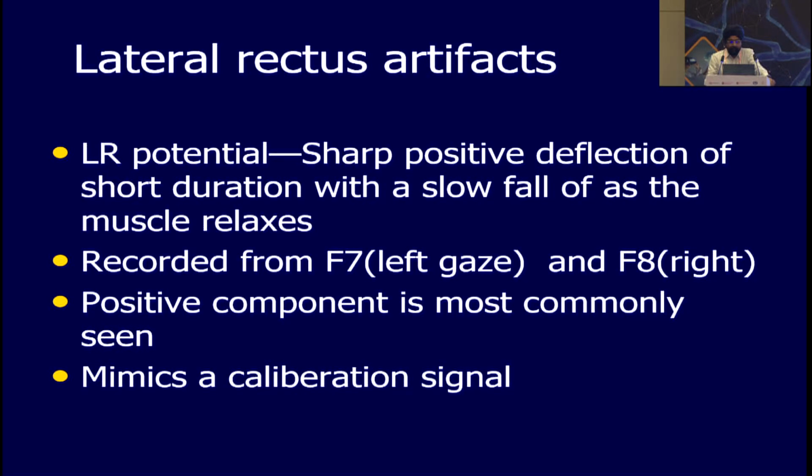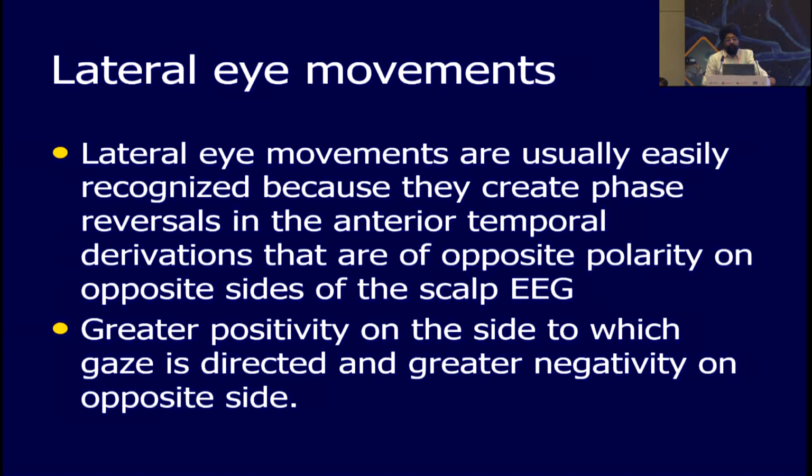Now, lateral rectus, which I think Neeraj has already discussed: you can have a sharp positive deflection of short duration with a slow fall as the muscle relaxes, recorded from F7 and F8, that is the left and the right components. Positive components are most commonly seen, and sometimes mimic a calibration signal. They are easily recognized because they create a phase reversal in the anterior temporal derivations that are of opposite polarity on opposite sides of the scalp EEG. Greater positivity on the side to which the gaze is directed and negativity on the opposite side.